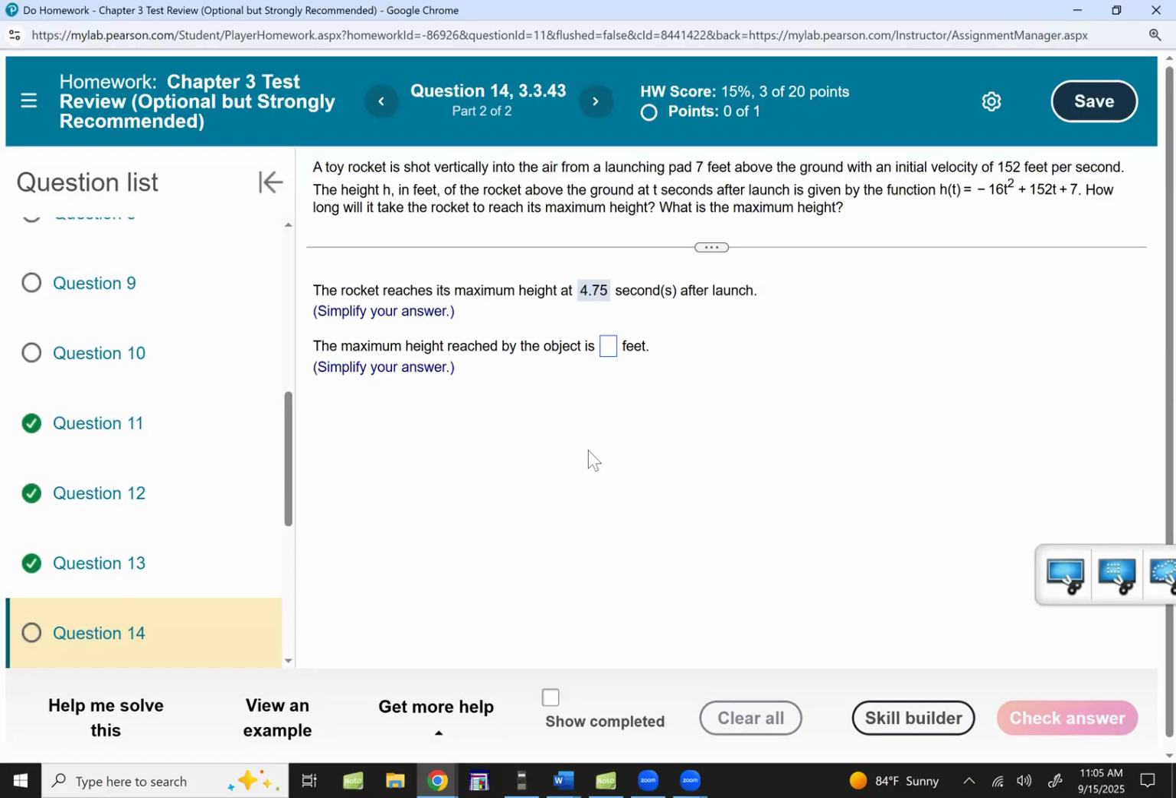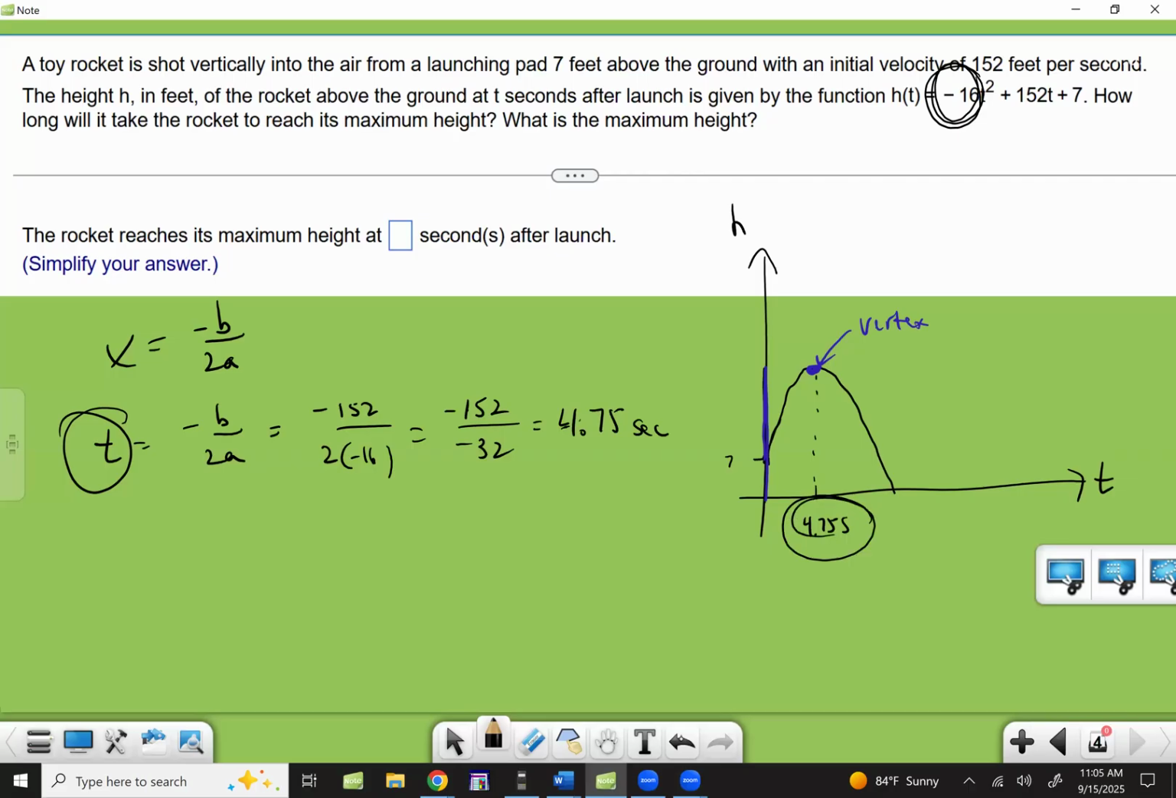Cool. But now it says, what is the maximum height? Well, okay, we got the x value, really the time value, but we don't have the y value over here. We don't know how high it went. Well, we know how to find the y value given the x value, right? You take what you got and you substitute it in.